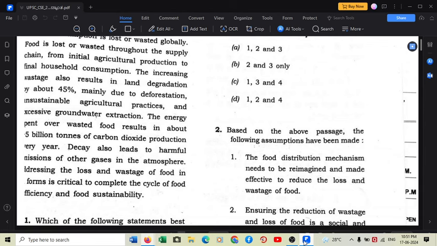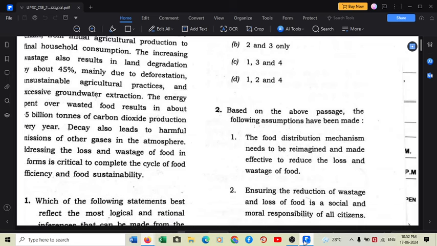So you can see the energy which is spent over decomposing waste food is basically resulting in 3.5 billion tons of carbon dioxide production every year. Decay also leads to harmful emissions of other gases in the atmosphere. Addressing the loss and wastage of food in all forms is critical to complete the cycle of food efficiency and food sustainability. Food efficiency is basically minimizing wastage. That also means that more gets to the consumers, so less wastage means more food available for the consumers. Food sustainability means that we maintain a consistent food supply for generations to come, for future generations as well.